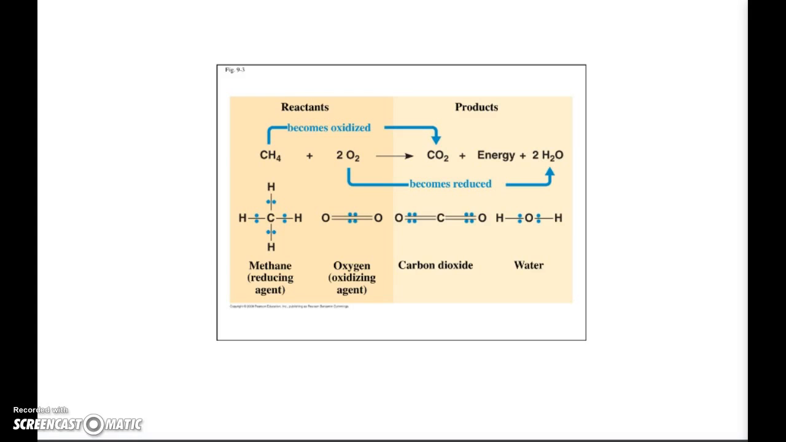Now I'm going to use the combustion of methane as an example to show you how we determine which reactant is being oxidized and which one is being reduced.